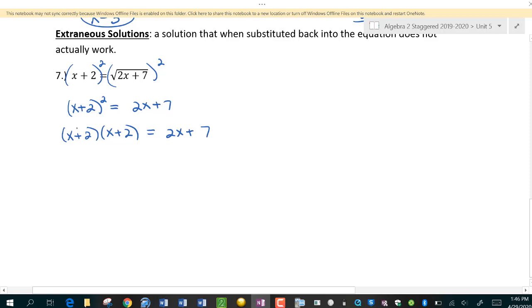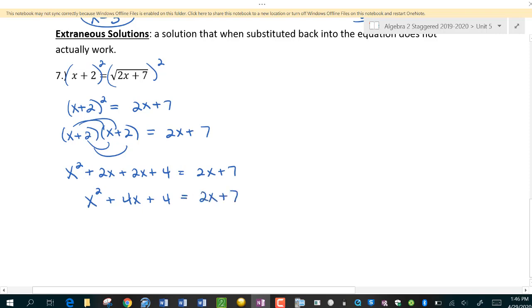I would then distribute that left-hand side, and then combine like terms. Now, in order to solve for x, I need to set this equal to 0, because you might already be thinking, okay, I see that x squared, this means I'm going to have to factor. So I would subtract 2x from both sides, subtract 7 from both sides, so we get x squared plus 2x minus 3 equals 0. And then I'm going to go ahead and factor that left-hand side.